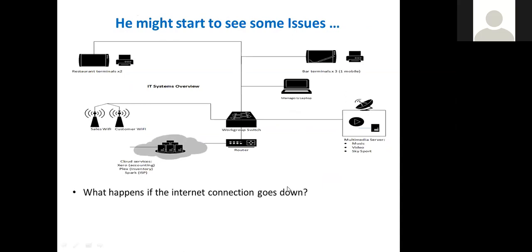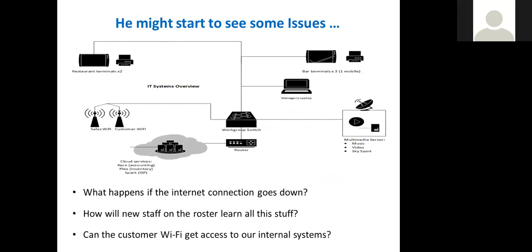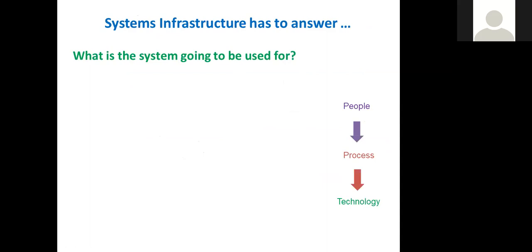And there might be some issues. What is going to happen if the internet goes down? How are you going to roster the staff? Can the customers access the company's Wi-Fi? What are the security risks? These are systems infrastructure questions that need to be answered.